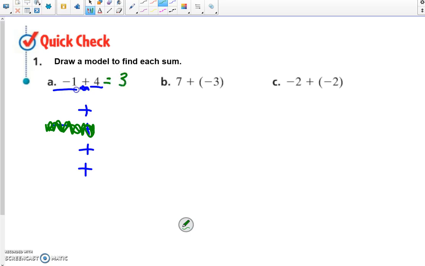I'm left with positive 3, and I know positive 3 could be written as 3, or it could be written with a plus sign, positive 3. So negative 1 plus positive 4 equals 3, or positive 3. Same thing happens here. They want us to start with 7, and 7 is a positive number, so I'm going to draw 7 pluses.